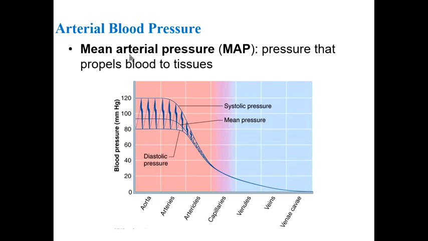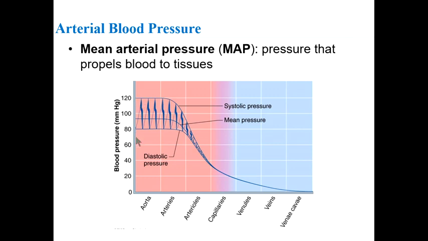So the mean arterial pressure, MAP, is the average pressure that propels blood into the tissue. So what's the average pressure here? You might think it's halfway, 100. But look at where the line is. It's lower than halfway. So how do you find the mean arterial pressure? And why isn't it right in the middle? It's because the pressure spends longer in diastole than it does in systole.